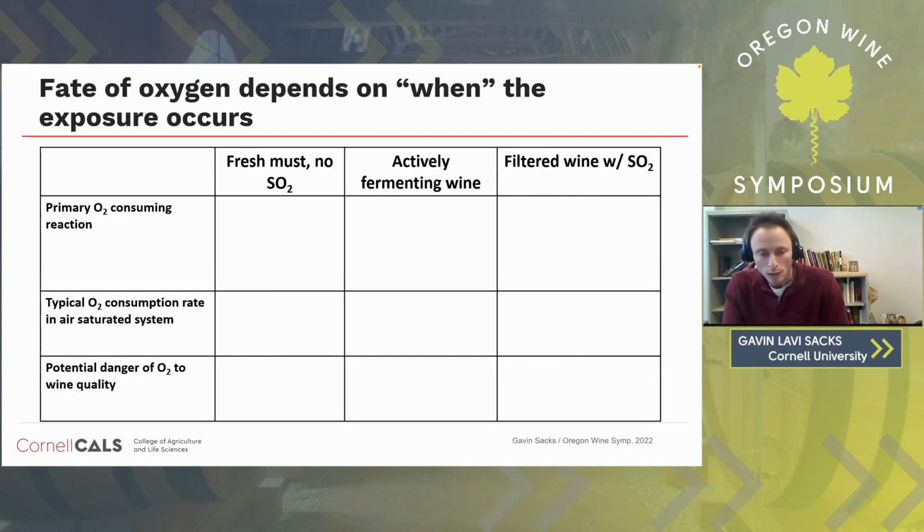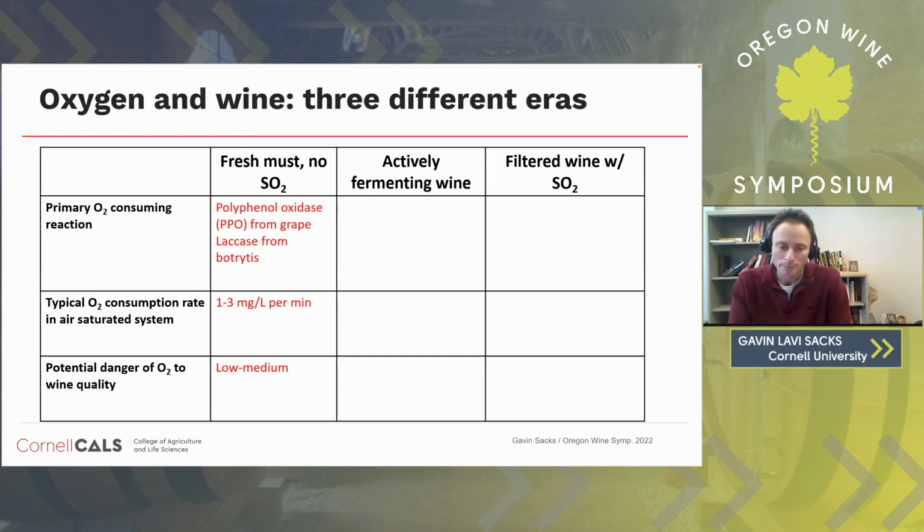We're going to start off with fresh must. Assuming that you've got no sulfur dioxide, the main route at which oxygen is consumed or reacts with must or juice components under these conditions is going to be enzymatic. That is, enzymes either from the grape or, hopefully not, but possibly, enzymes from spoilage organisms like Botrytis.